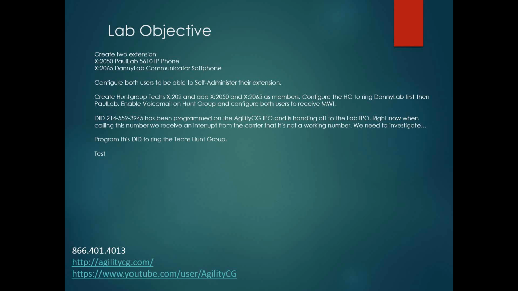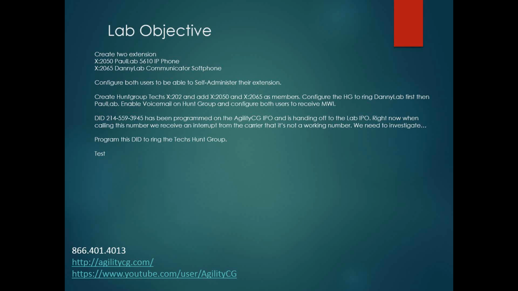We're also going to configure both users to self-administer their extensions. I think we've shown this before, but we'll just cover that real quick today. Also, we're going to create a hunt group on extension 202. We're going to add both Paul and Danny into this hunt group as members, and we're going to set that hunt group to ring Danny first, and then we're going to ring Paul.